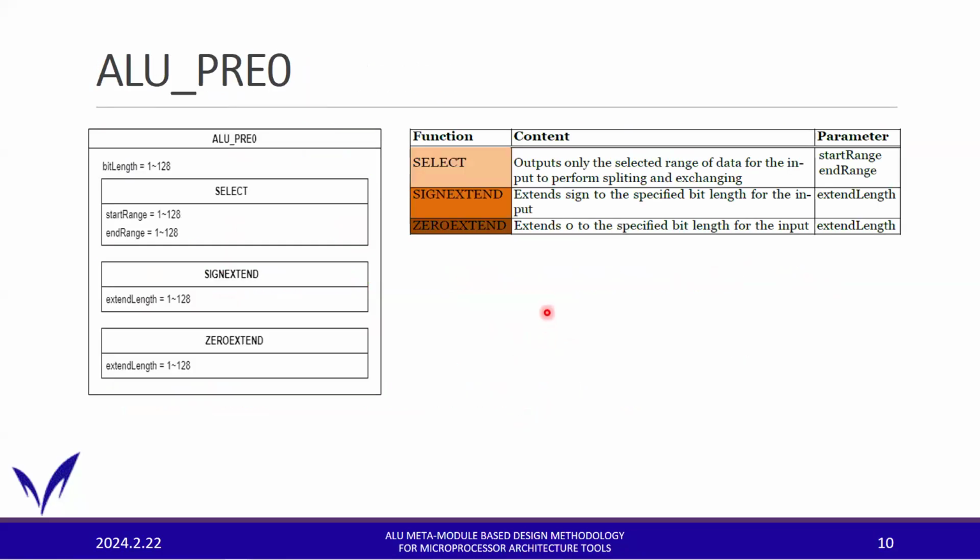First, let's look at ALU pre-0. ALU pre-0 metamodule has select, sign extension, and zero extension functions. Select is a function that outputs a specific range of data from input data and is used to divide or exchange data. Sign extension and zero extension are sign and zero extension processing functions for the input data.